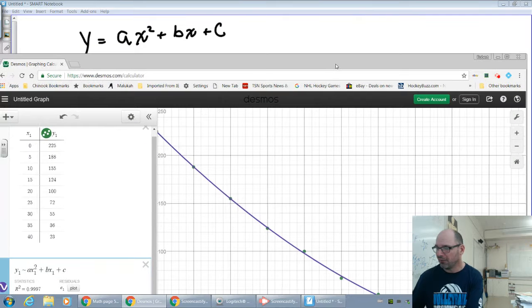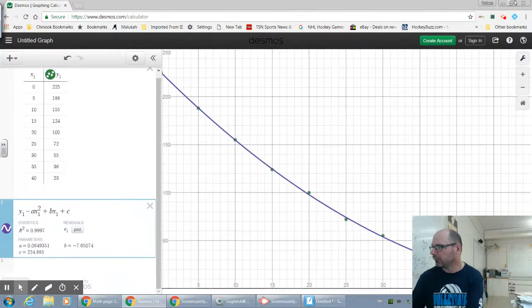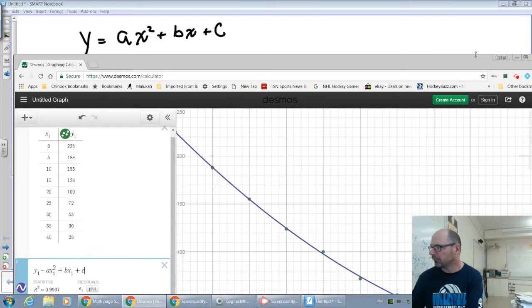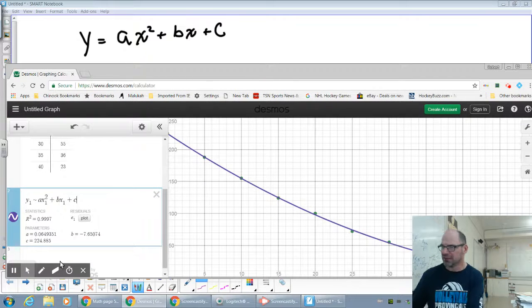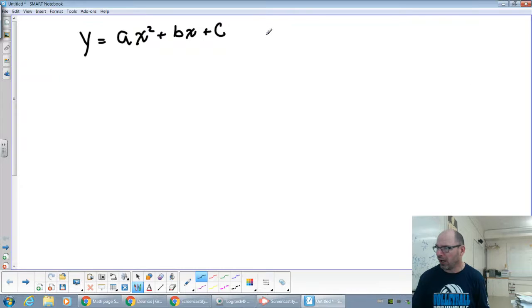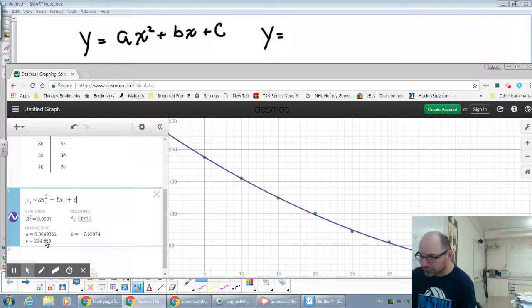Okay, so here we are. And right here, make this a little smaller. Bring it up here. Okay, so now we can see that my A is this number right here. So if I write it out, it's going to be y equals, now that A disappeared because I had to write there. So I'm going to put 0.06494 x squared.